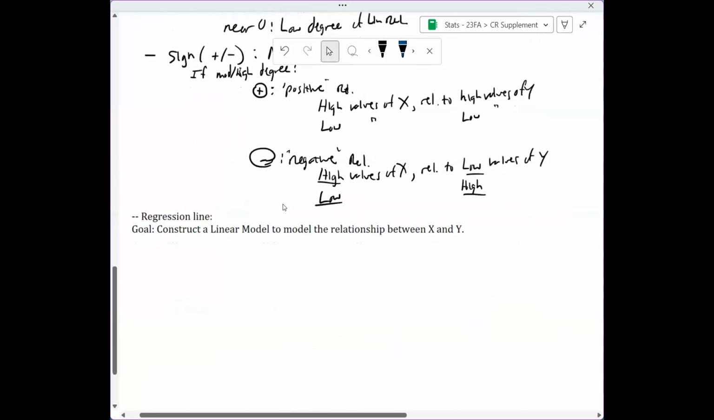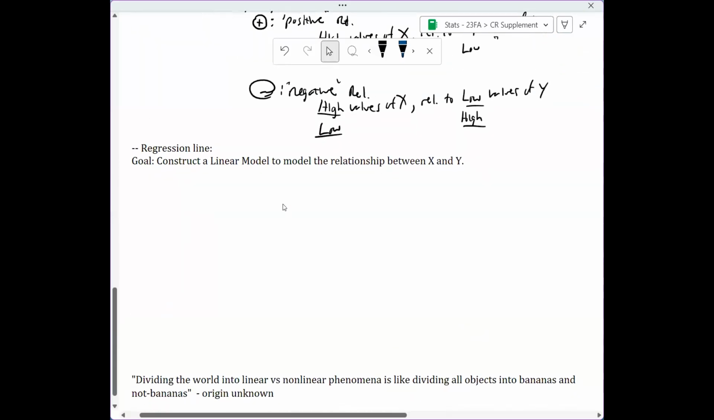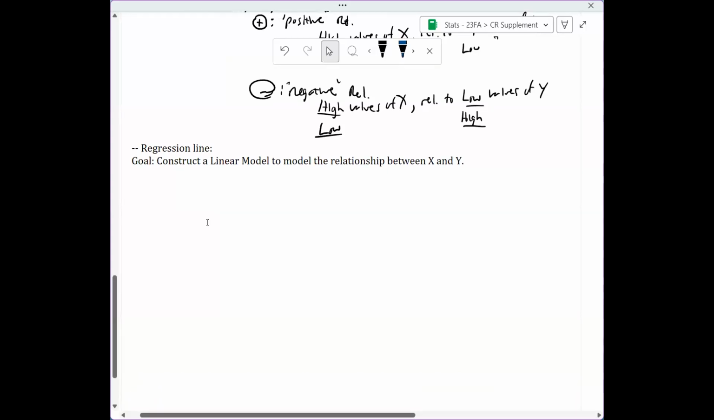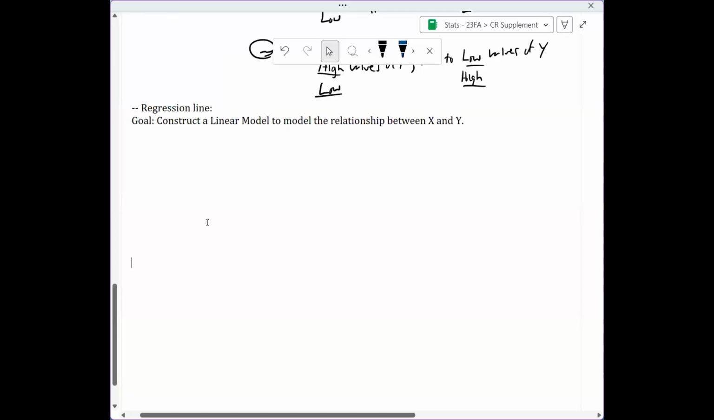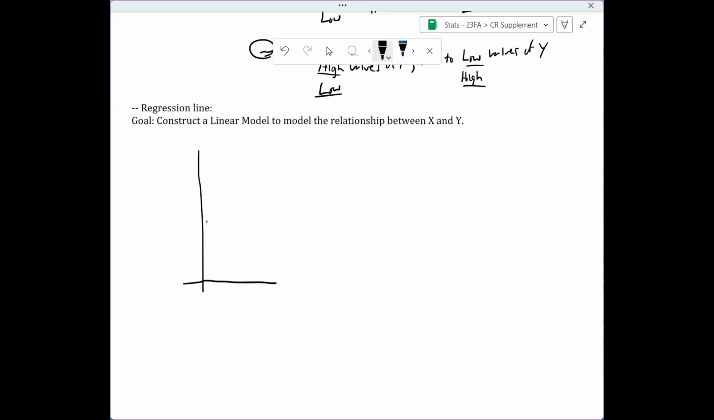Okay, so then moving on to the next idea that's closely related to correlation, that is regression. So for a regression line, the goal is to construct a linear model to model the relationship between x and y. So let's draw a scatter plot. And here I'll draw just a few points. We would normally want a data set with more points than this, but I'm just drawing a few so that the illustration's a little cleaner.